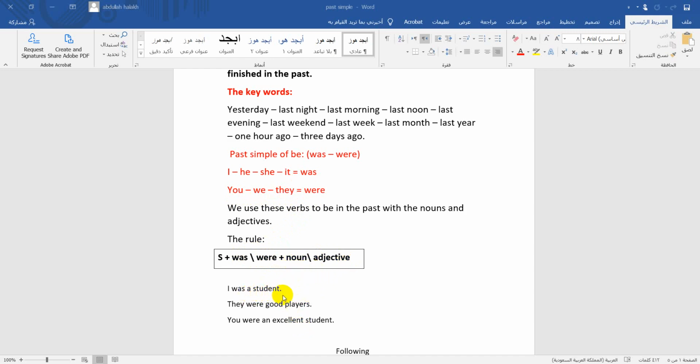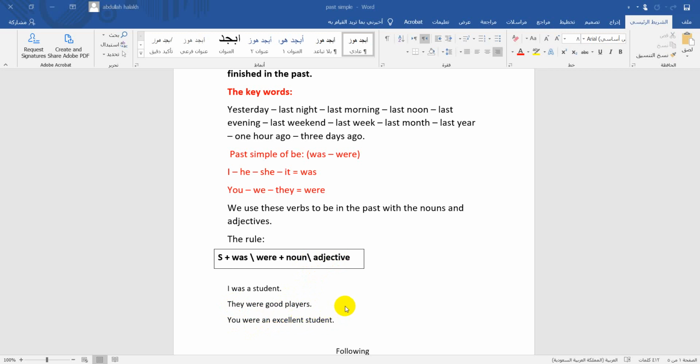I was a student. أنا كنت طالبا. I was a student. They were good players. Look, noun and adjective in one sentence. صفة واسم في نفس الجملة. They were good players. هم كانوا لاعبين جيدين. You were an excellent student.